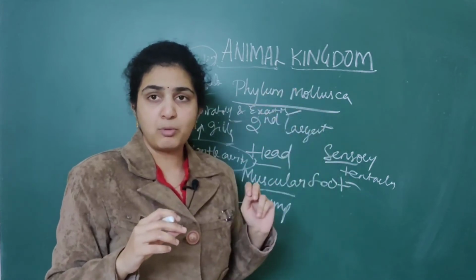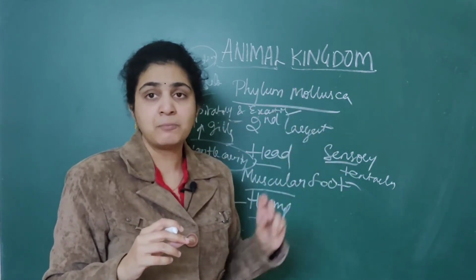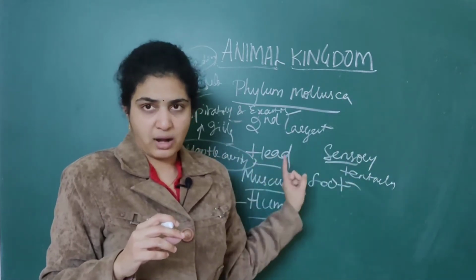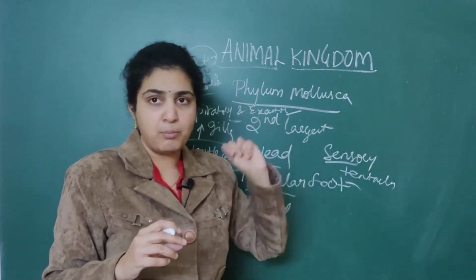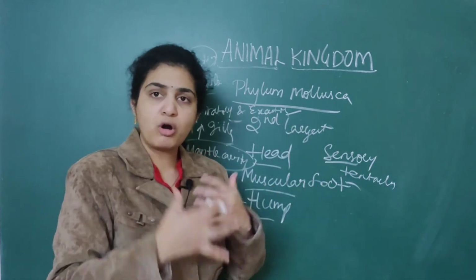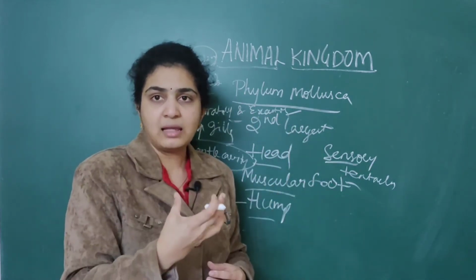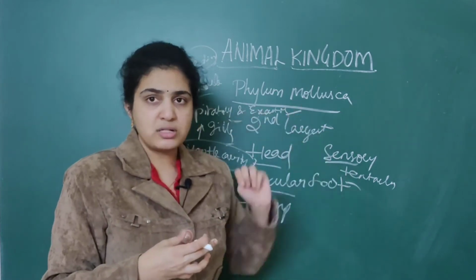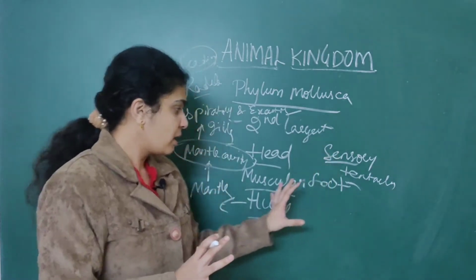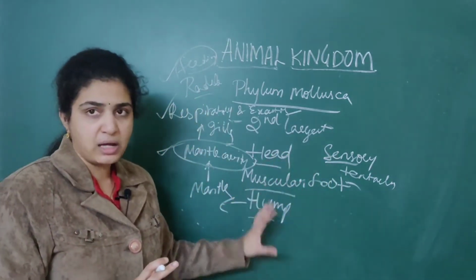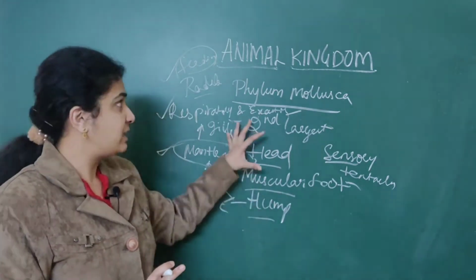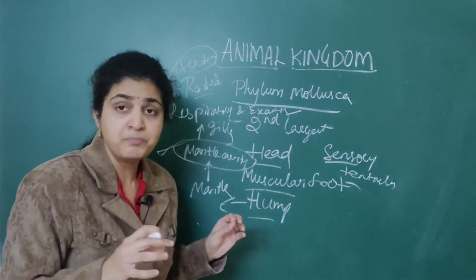So only two important points in mollusks you should remember. That is the file-like rasping organ called the radula. Second important thing is about the mantle, and the body is covered by a calcareous shell. Only 2 points you should remember. Rest all are similar to that of arthropoda, that is head, muscular foot, hump. One point, second one about the mantle cavity, third one about the radula.